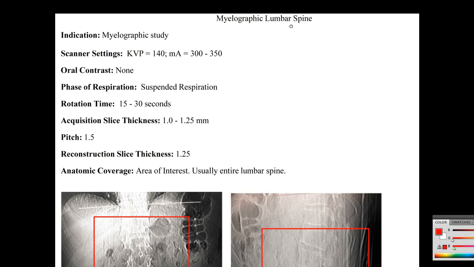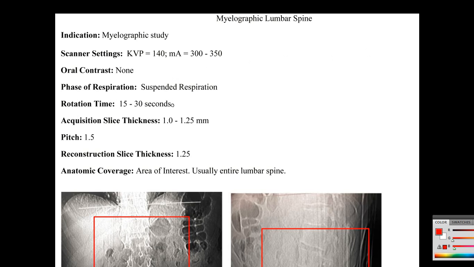Okay, this is a study that you may or may not see, myelographic lumbar spine, and this is a myelographic study. Scanner settings are going to be kVp 140, mA 300 to 350. The mA gets bumped up slightly because of the area that you're going to be scanning through. Oral contrast, none. Phase of respiration, based on what you're trying to visualize here, suspended respiration would be beneficial.